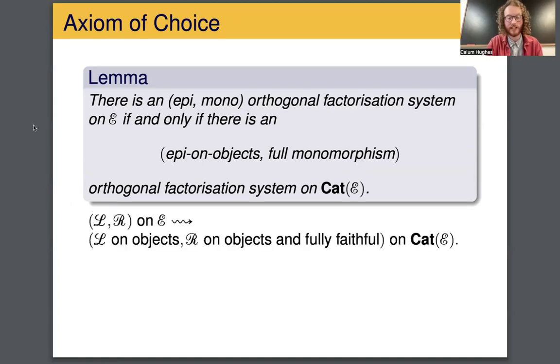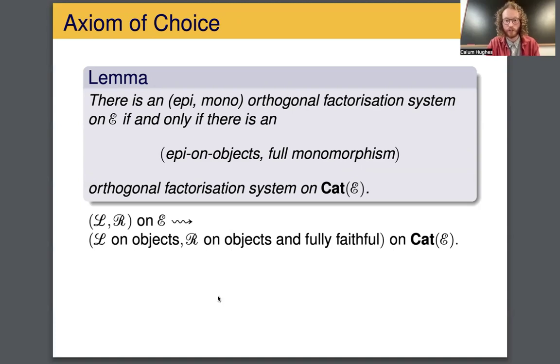So this is the lemma, and it uses this more general thing: given an orthogonal factorization system on E, we can lift it to an orthogonal factorization system on cat E, where the left class is L on objects, and the right class is R on objects and fully faithful. This was mentioned in a paper by Burke and Garner on two categorical exactness and regularity.